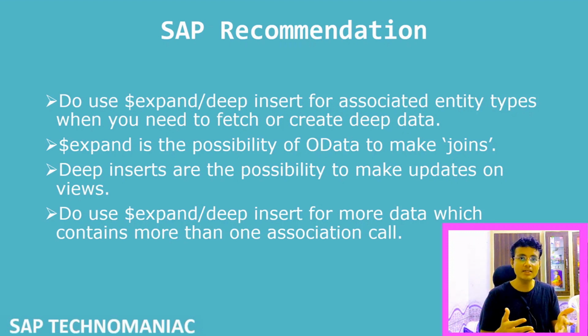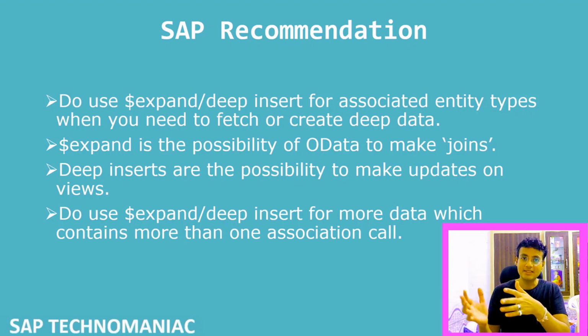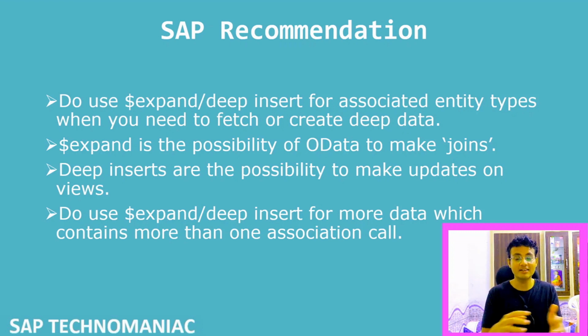In the same case, we have used sales order and line item. We always need to get the data in combination. When we have to create the data, we have to send the data in the combination of both the entities. So in that way, we should use expand and deep insert whenever you need to read the deep data or you need to create deep data.